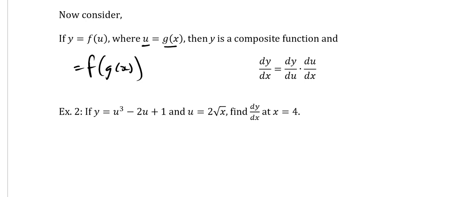We're going to do a couple of these. First thing I want to do is, it gives me x, but you're going to notice later on I also will need the value of u at 4, so we're going to do that. So if x equals 4, I can sub that in for x and find the corresponding value for u. So 2 times 2 is 4. So in this case, u is also 4. That's just a coincidence.